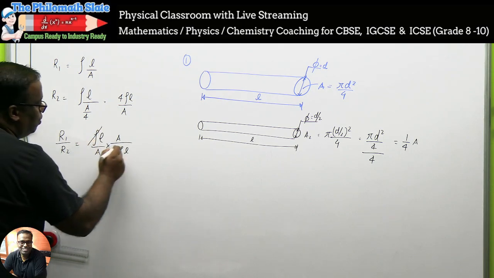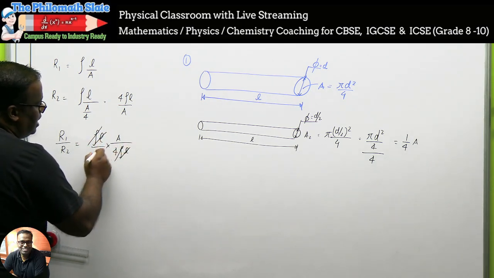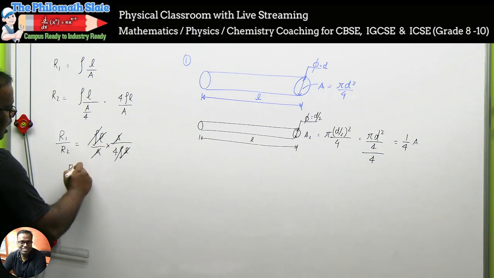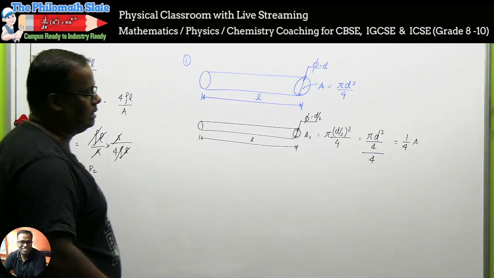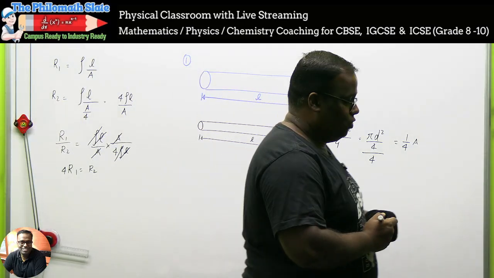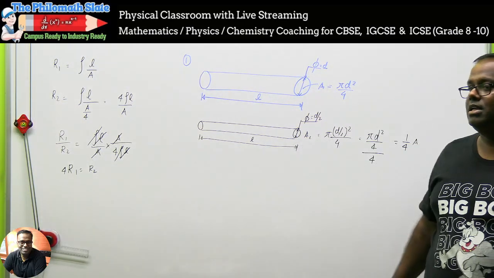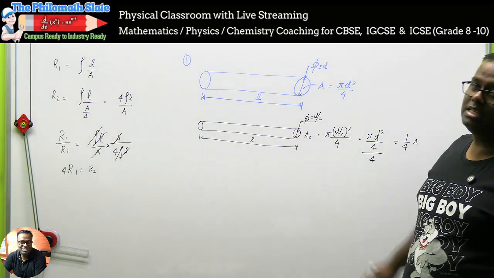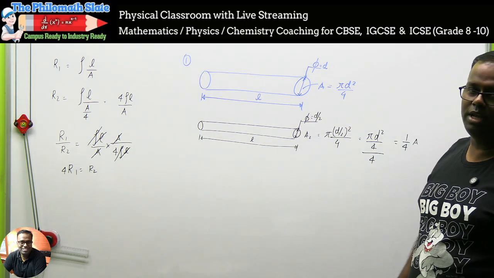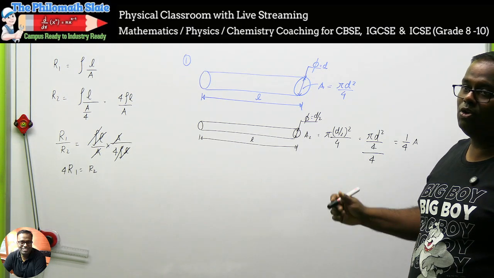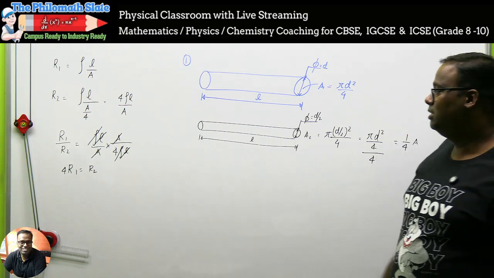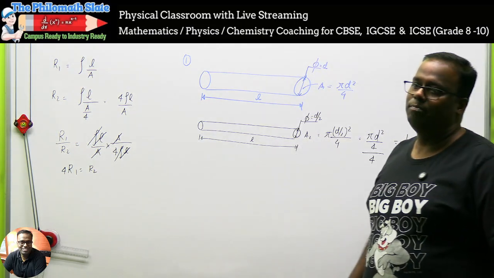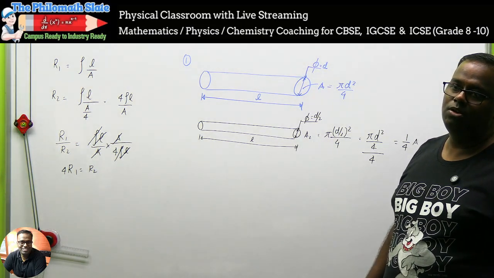So rho cancels rho, L cancels L, A cancels A. So you find 4 times R1 is equal to R2. So if length is increased, resistance increases, the new resistance becomes twice. ठीक है? And here if you are making it half, the thickness is reduced to half, then the new resistivity goes up by 4 times.